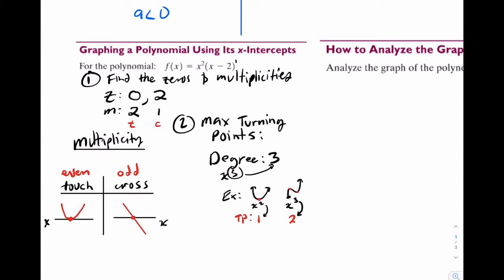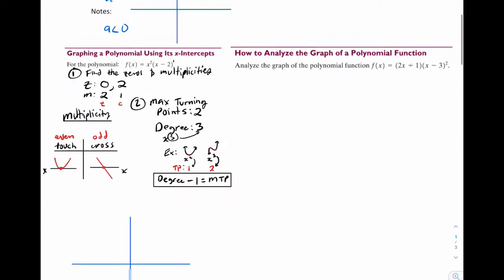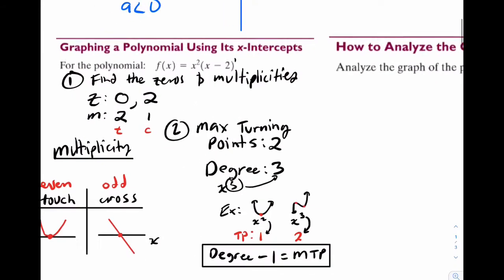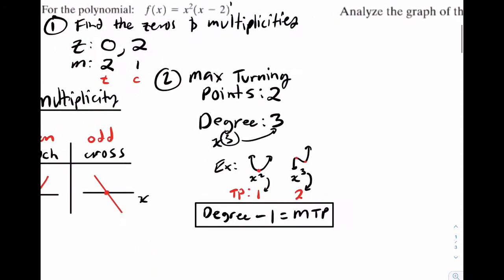So an easy way to connect all of it is we're going to write degree minus 1. That's going to equal your max turning point. And that's going to be very helpful for tests and quizzes, so make sure you put a box around that. So for this one, I can see my degree is 3, therefore my max turning point is going to be 2. Okay, so far we have find the zeros and multiplicities, and max turning points and degree.